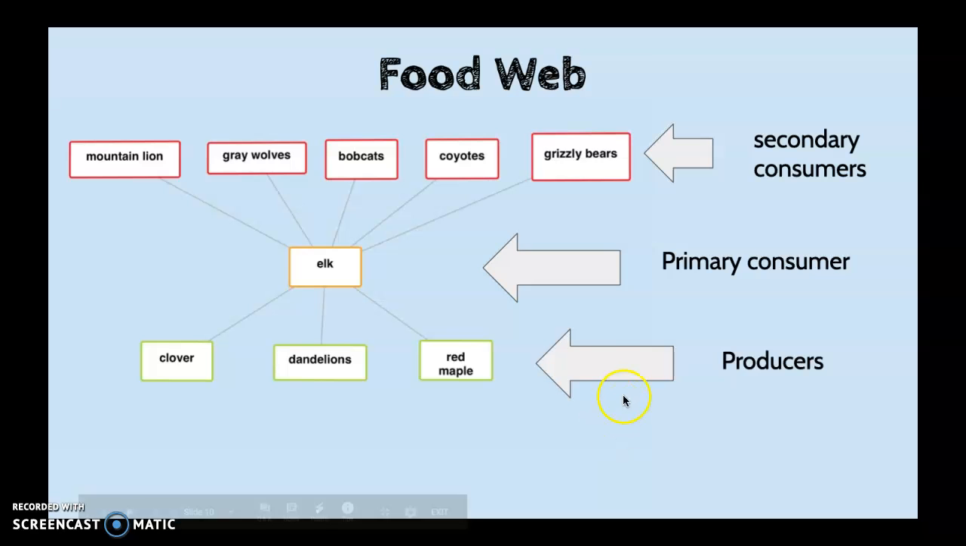So this is a food web. The bottom level are the producers, and then are the primary consumers, which eat the producers, and then the secondary consumers eat the primary consumers. As you can see in this food web, there are several secondary consumers, and they all eat the elk.